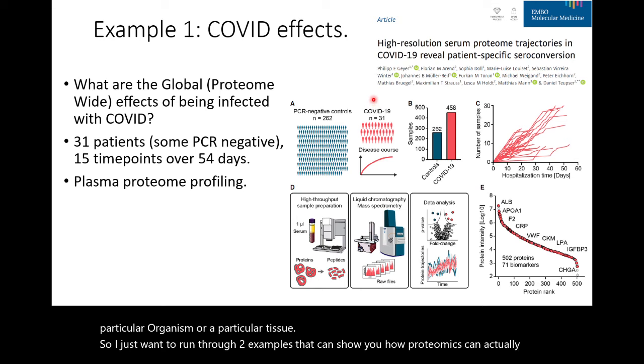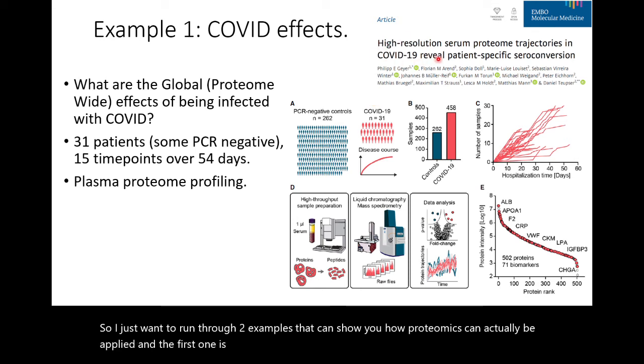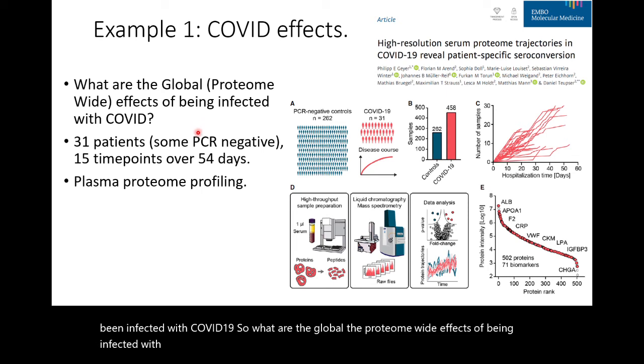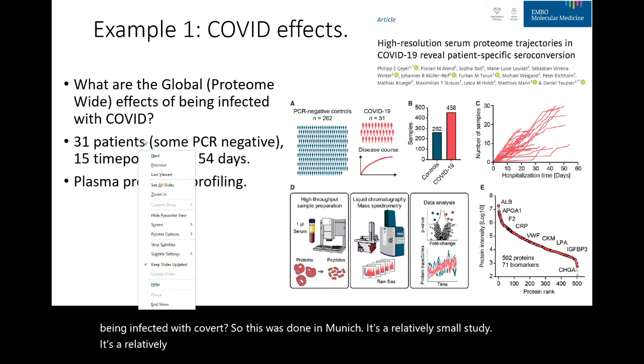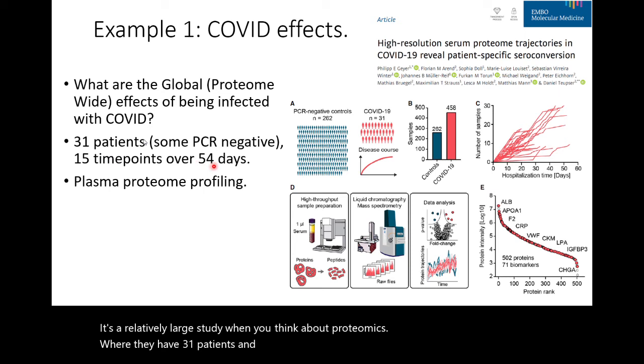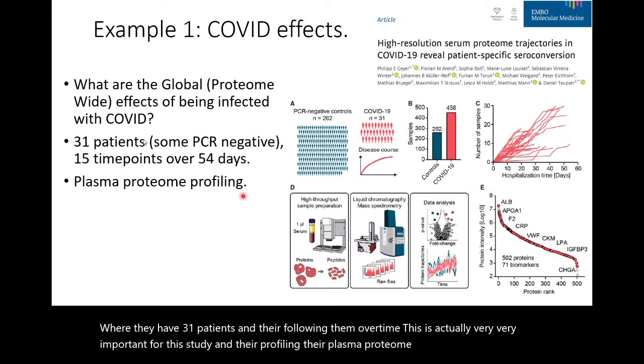And the first one is this examination of what happens in plasma of patients that have been infected with COVID-19. So what are the proteome-wide effects of being infected with COVID? So this was done in Munich. It's a relatively small study, but it's a relatively large study when you think about proteomics, where they have 31 patients and they're following them over time. This is actually very, very important for this study, and they're profiling their plasma proteome, and this is actually really difficult, and we'll come back to this in the next slide.